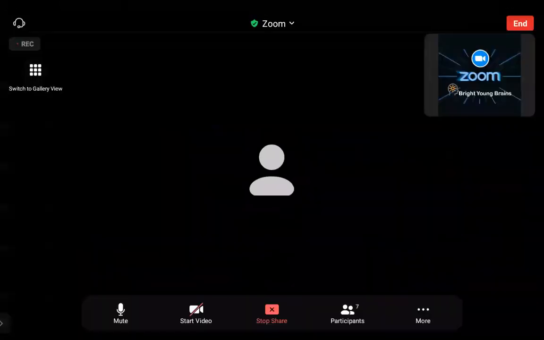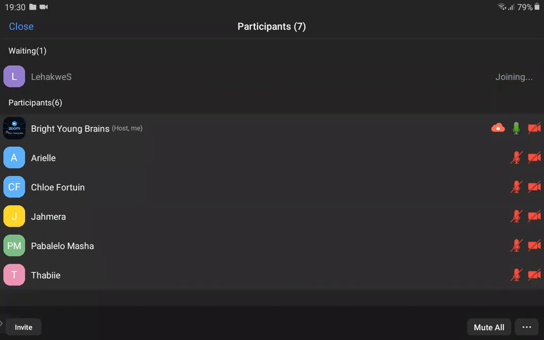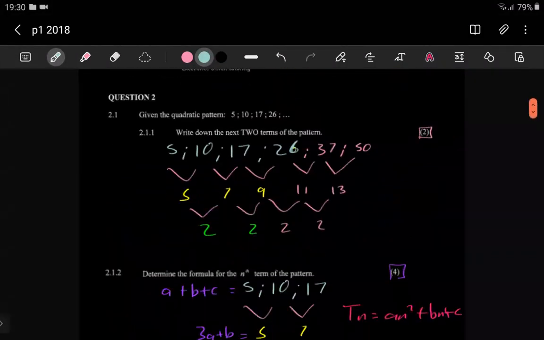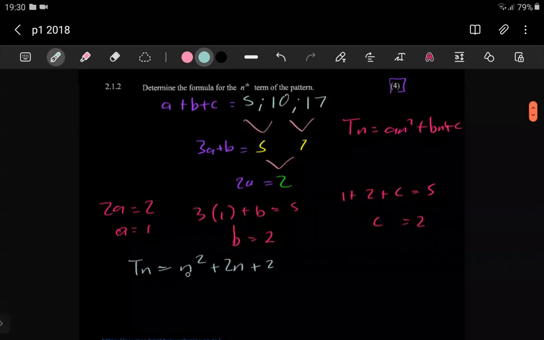So let's see if putting in n as 4 is going to give us 26. If n is 4 here, 4 squared is 16. 16 plus 8 is 24. 24 plus 2 is 26. Yep. It's 4 marks in the bag.